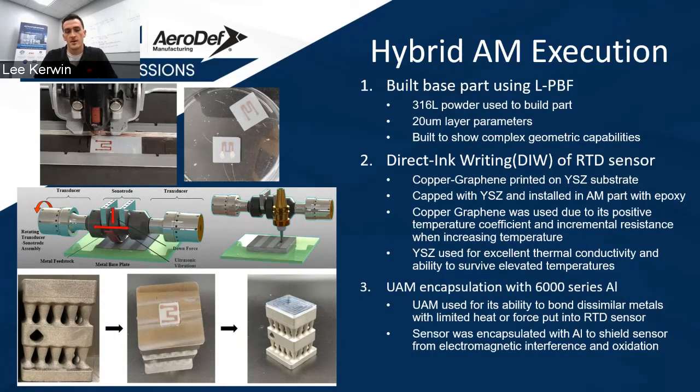So ultrasonic additive is pretty unique and uniquely fitted for an application like this where there's very little heat input when you're depositing metal. It uses ultrasonics to deposit thin strips of material on top of either a substrate or another part. So in this, we were using 6000 series aluminum to demonstrate that we can encapsulate with a different material and that we could get a good bond from dissimilar metals as we're encapsulating this 316 part.